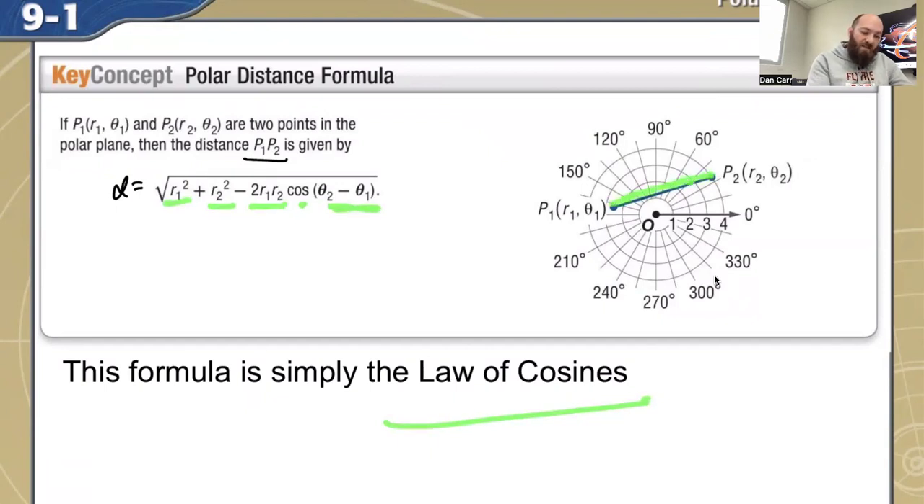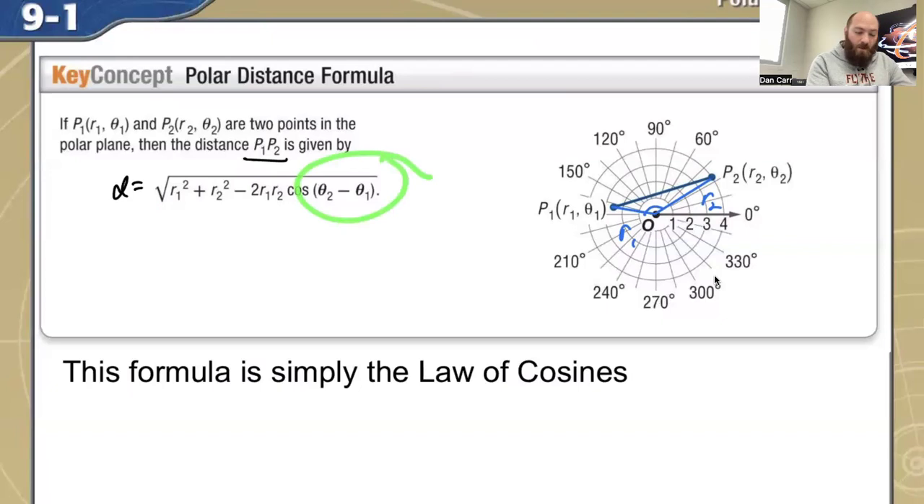If I want to find the distance between these 2 points, look at what I can create when I make a radius going from here. So here's r1, right there. And then here's r2. And then the angle in between is being represented by this. If I take theta 2 minus theta 1, that's going to give me this angle inside. So that's how we're finding this out.